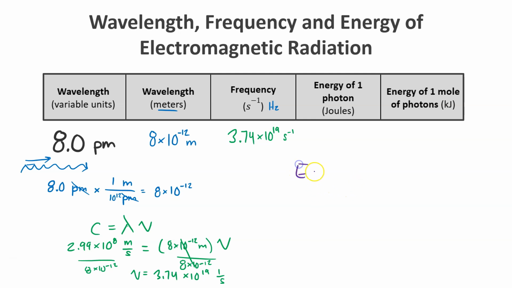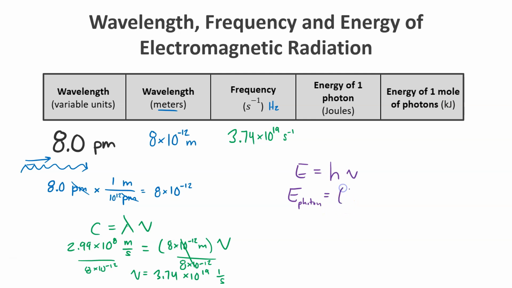To do that, we have a different equation. E equals h times nu. That is E, the energy of the photon, the thing we're going to solve for. H is a constant called Planck's constant. You can look it up. And the nu, of course, is the frequency that we just solved for.